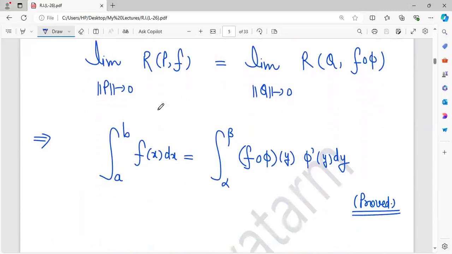So once you take the norm of the partition tending to 0, the Riemann sum will convert to the integral. So this is the integral from a to b of f(x) dx, and this is nothing but the integral from α to β of f composed φ(y) φ'(y) dy. Okay, so this is done, because the left hand side will converge to this integral and the right hand side will converge to this integral. So that is today's lecture up to this.